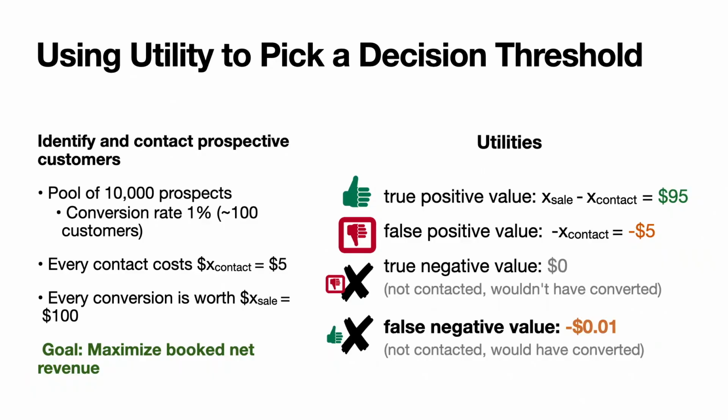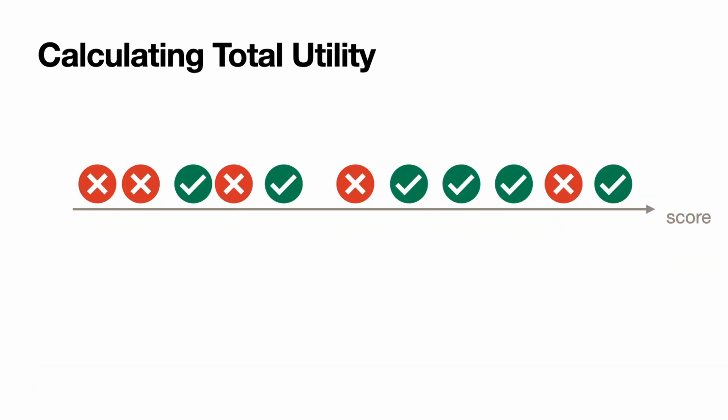To capture that, let's express a small penalty on missed conversions by giving the false negatives a value of -1 cent. Once you've assigned values to the different types of classifications, you can use those values to measure the utility of a classification rule or threshold over an entire population sample.